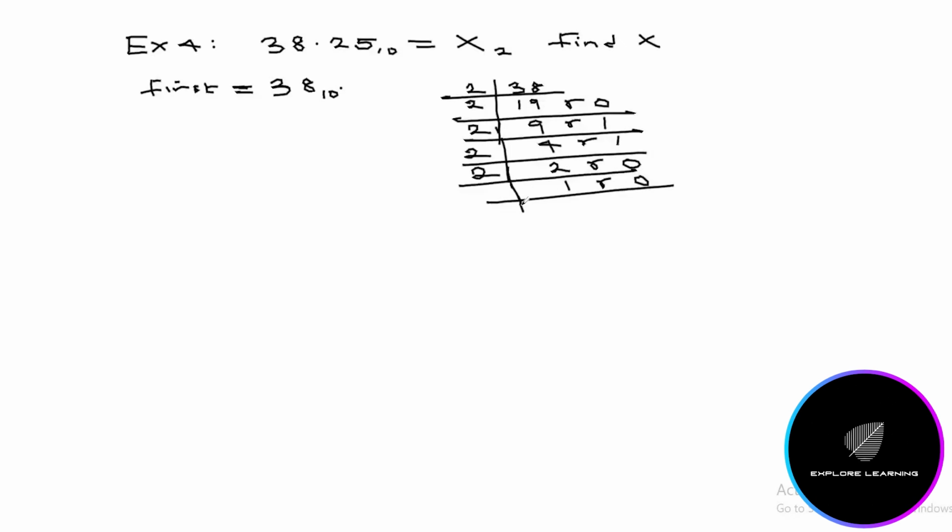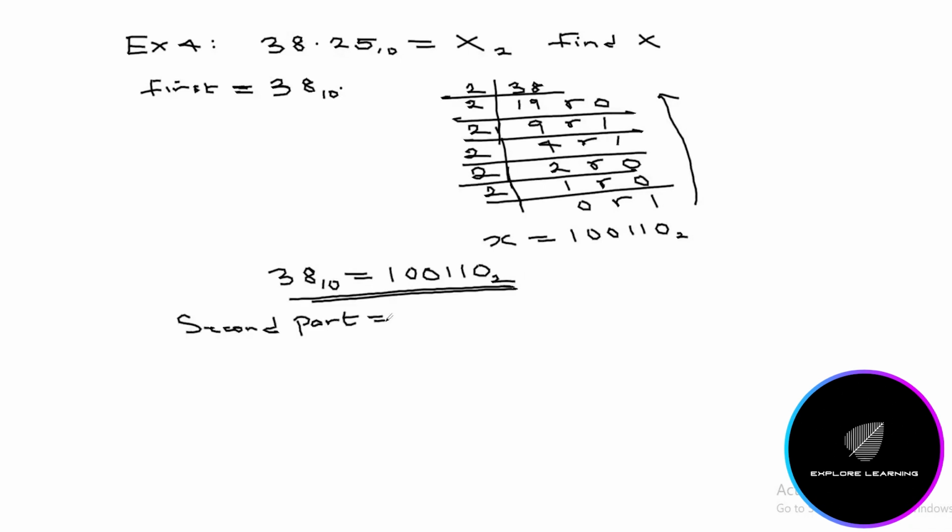And then finally we say 2 into 1, that's going to be impossible. So it's going to be 0, remainder 1. So we're going to take the values from bottom to top. Therefore, x is going to be 100110. So this will give us the value in base 2. So we can literally say that 38 base 10 will give us 100110 base 2. So we have solved for this first part.